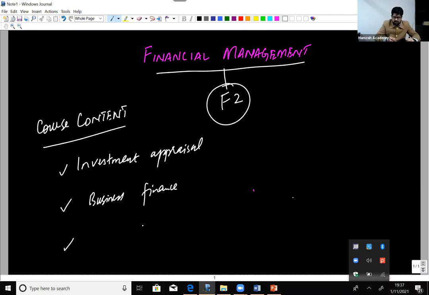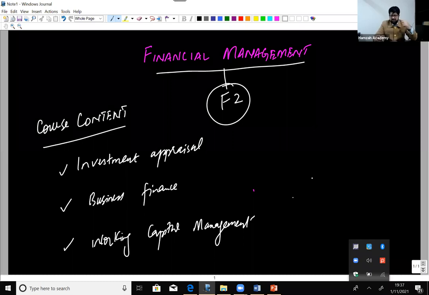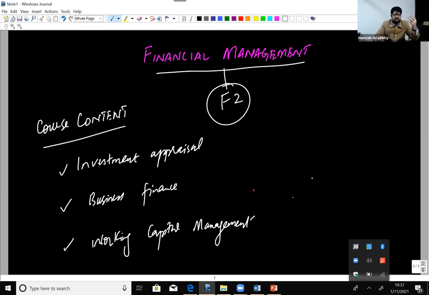The third is working capital management. You have studied inventory management in your previous studies, the EOQ model, etc. But here there are more details. We will be discussing other aspects: inventory management, cash management, creditors management and debtors management.